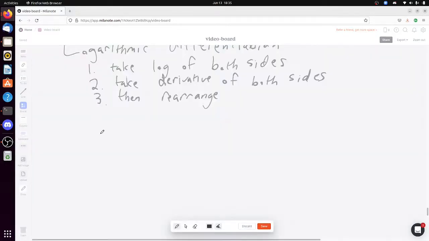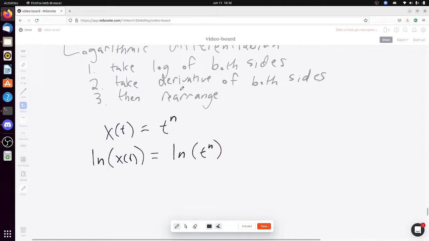So let's say, and this is not using the limit of a derivative, but this is just another known technique. Let's say that we have the equation x of t equals t to the n. That's the general polynomial of an nth degree. Basically, step one, we use the natural log, so this is log base e of both sides equals natural log of t to the n. And now step 1.5, use log properties to simplify.